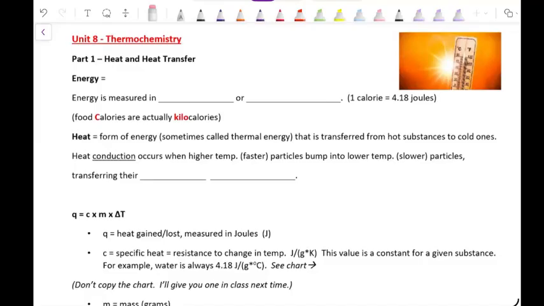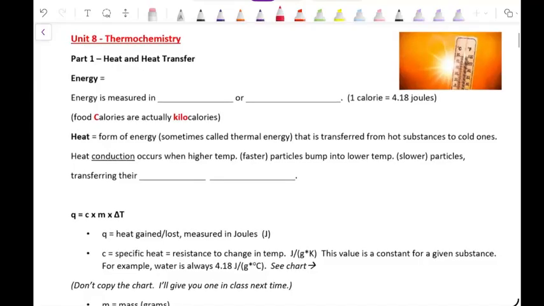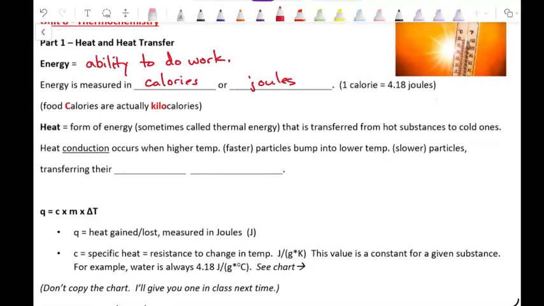So the first thing we need to do is to define what we mean by energy. Energy is defined in science or in chemistry as the ability to do work. That energy can take a lot of different forms. We're going to be focusing on thermal energy or heat today. Energy can be measured in two different forms. You're probably used to hearing about calories, but it can also be measured in joules. And joules are really small. 1 calorie is actually equal to 4.18 joules.